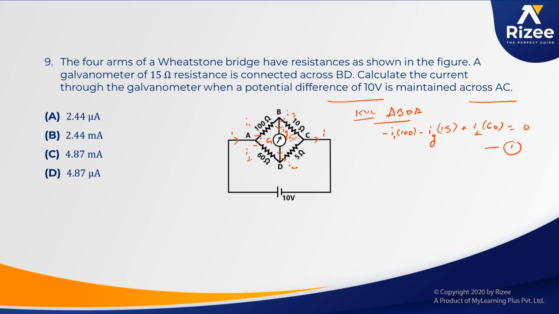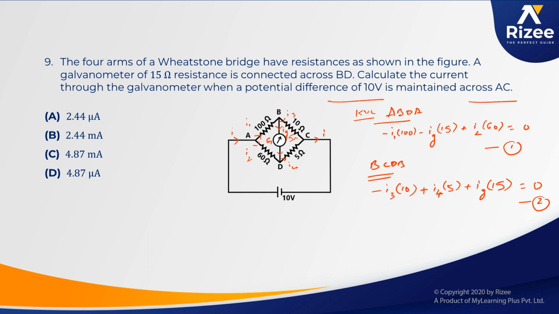Next equation, you can go for the loop B, C, D, P. Coming to this particular loop equation, you can write it as minus I3 into 10. Next, it's an unbalanced one, remember that. Then from C to D, plus I4 into 5. Last one, plus Ig into 15 is equal to 0. This is your second equation.